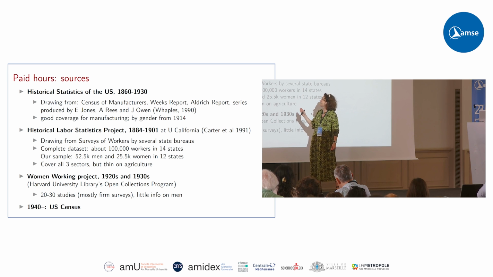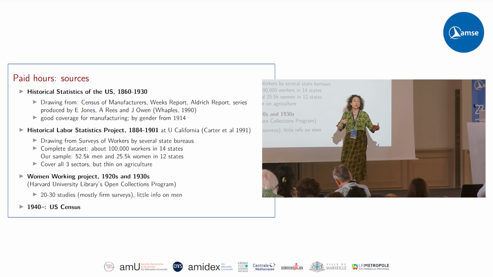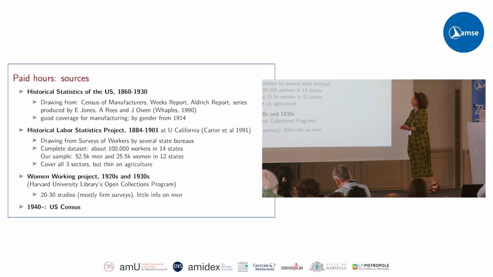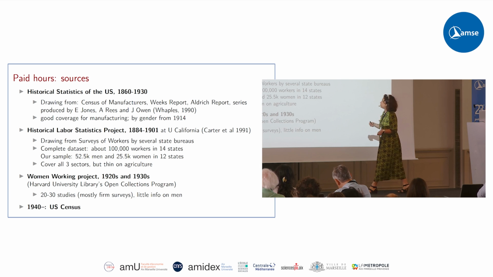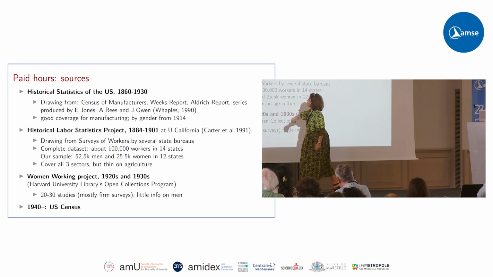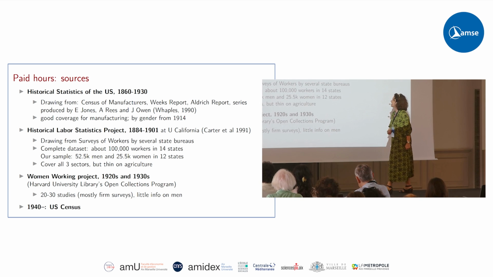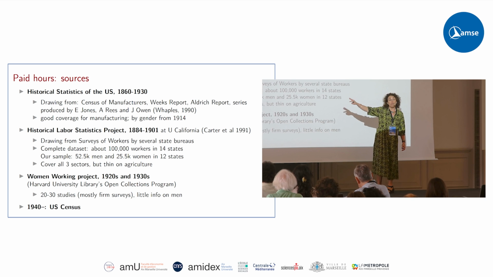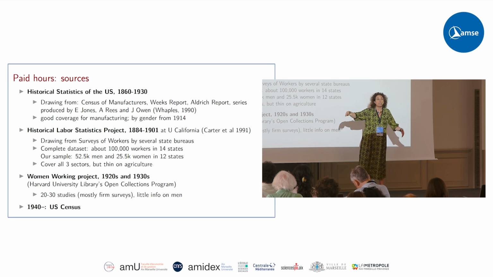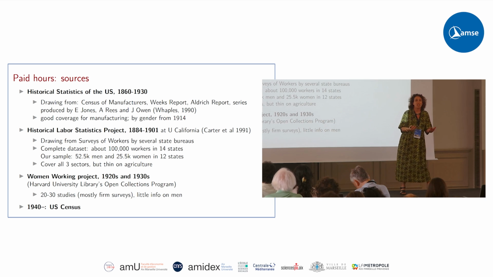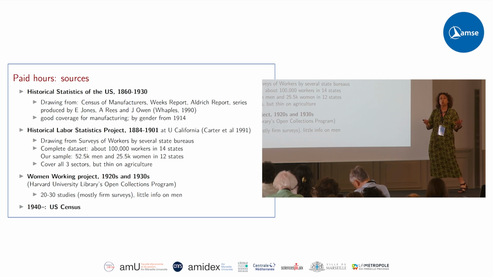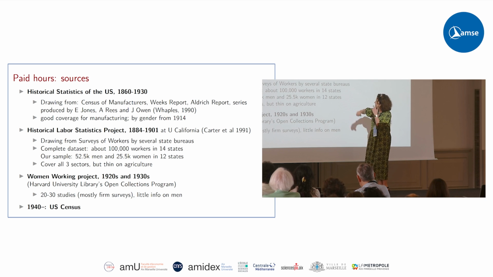So the beauty of this data set is actually we have individual data. We can compute the gender pay gap, for example, in the late 19th century. In our sample, we use about 75,000 observations, because for the others, we don't have the hours, in 12 states. We cover 3 sectors, so these data cover all 3 sectors of the economy, but unsurprisingly, evidence is very thin on agriculture, because agriculture by itself was not lending to a precise measurement of working hours. The work week depended on the season, on the weather, on the daylight, etc. So this stops in 1901.